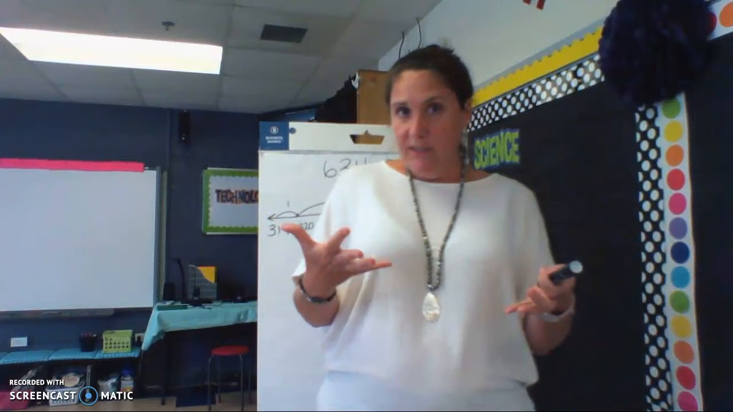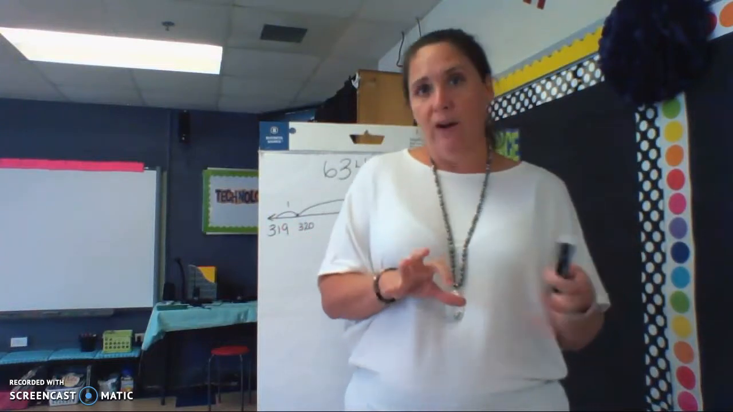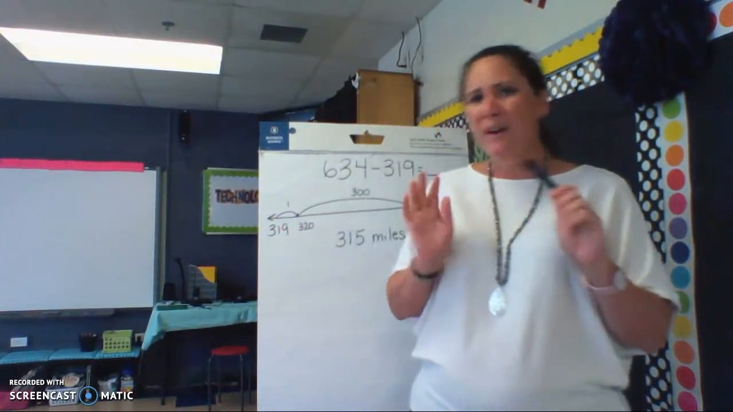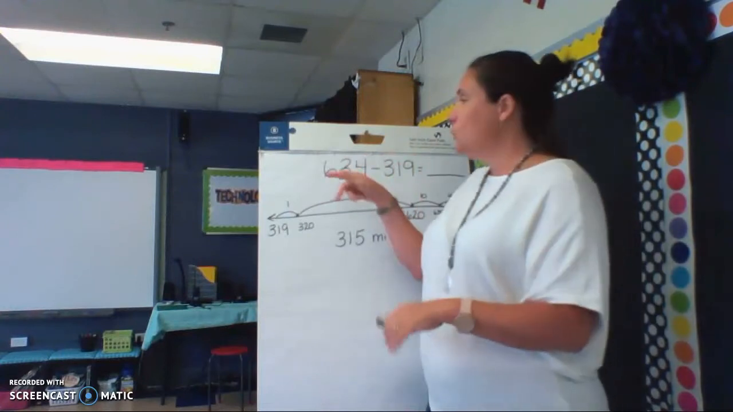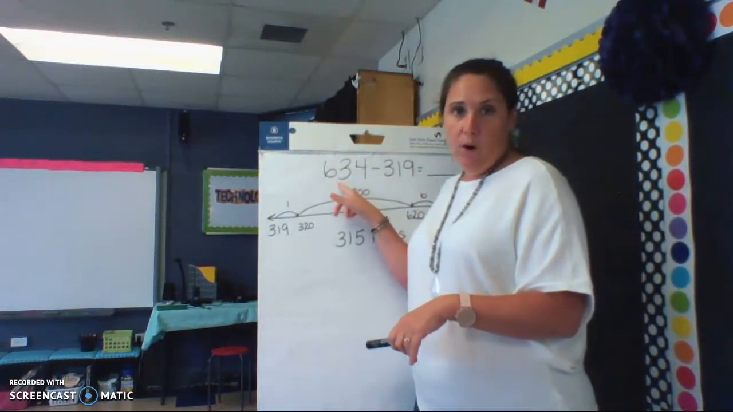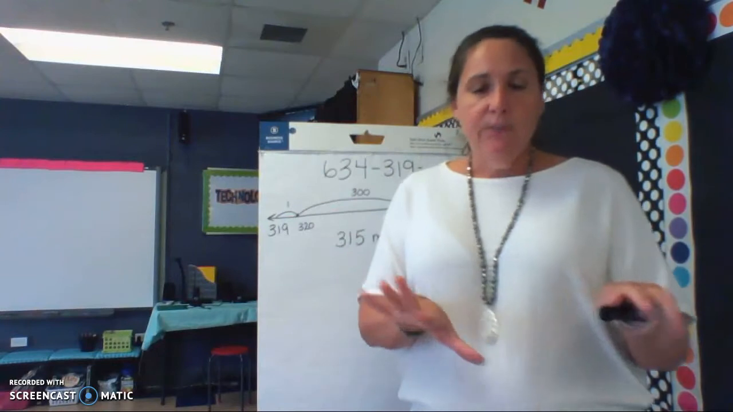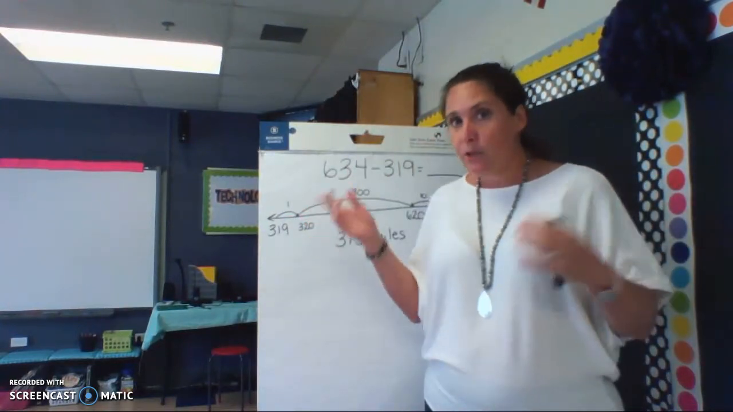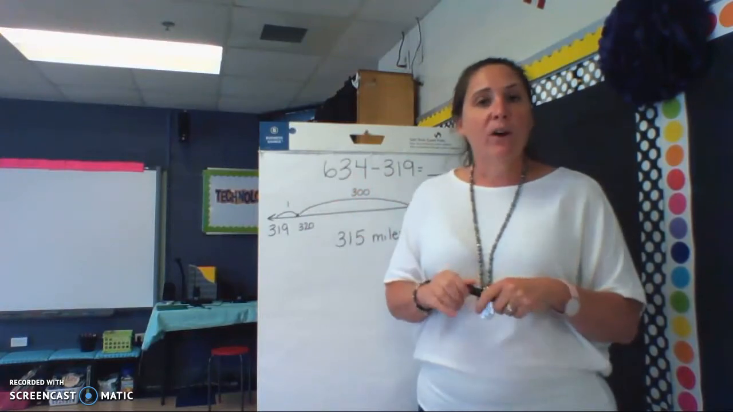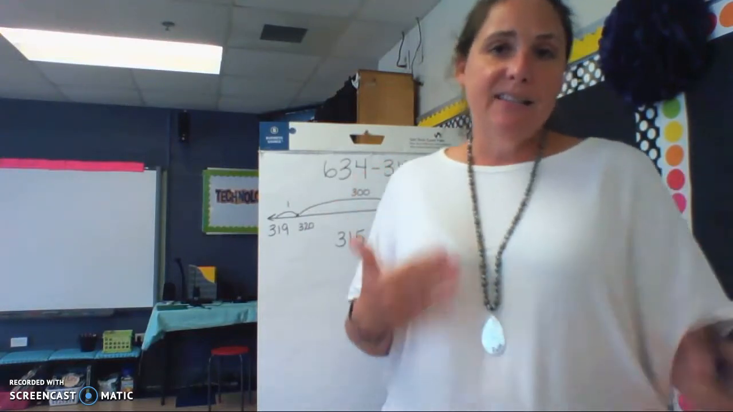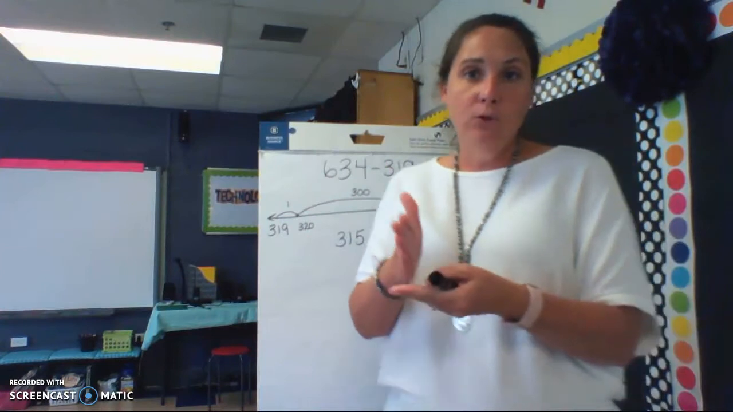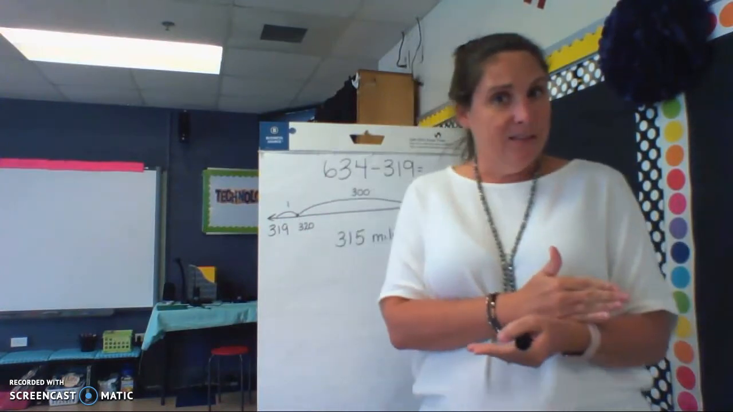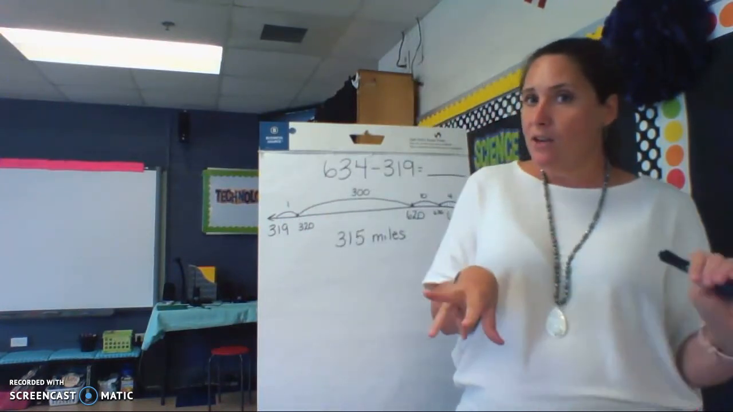Now, I'm also going to tell you that when we do this strategy with subtraction, we don't break apart the biggest number. So we're not going to break apart the 634. We're going to leave that as it is. All we're going to do is break apart or decompose the 319. And we're going to decompose the 319 into the value of all the places. There's that word place value.